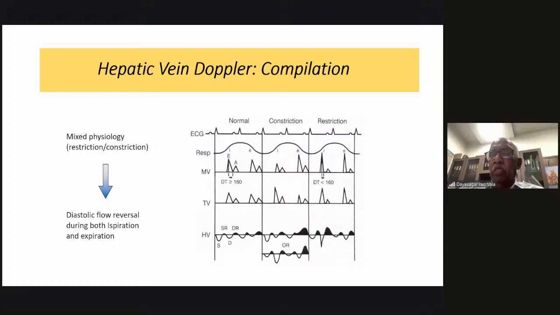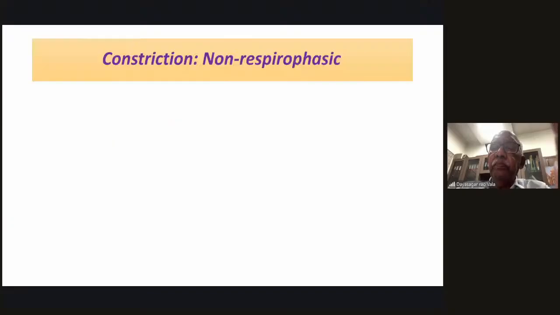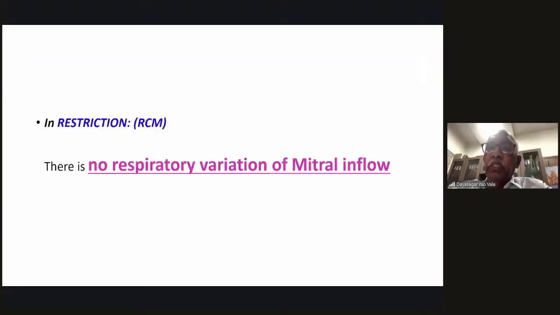So, understanding the pathophysiology and the respiratory influence on the flow dynamics across both the mitral valve and tricuspid valve forms the basis of non-invasive diagnosis for constrictive pericarditis. Can I have the next slide? So in restrictive cardiomyopathy, the changes are much less. There's no respiratory variation of the mitral inflow, and for that matter, even in tricuspid inflow. Can I have the next slide?